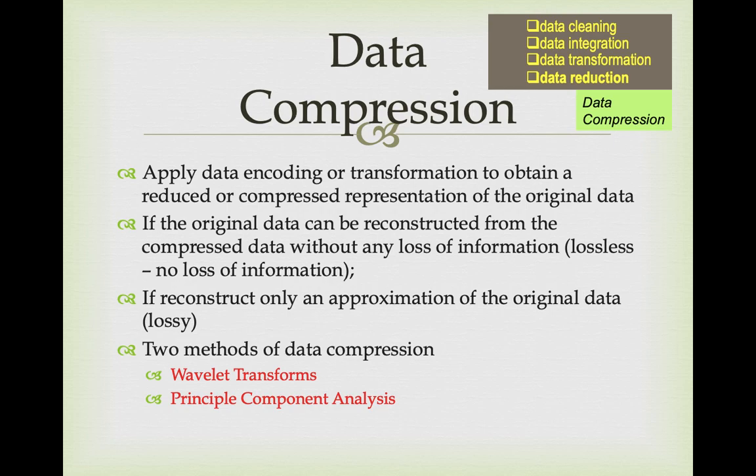Data compression: apply data encoding or transformation to obtain a reduced or compressed representation of the original data. If the original data can be reconstructed from the compressed data without any loss of information, we call it lossless. If we can reconstruct only an approximation of the original data, we call it lossy. Two methods of data compression are wavelet transforms and principal component analysis.